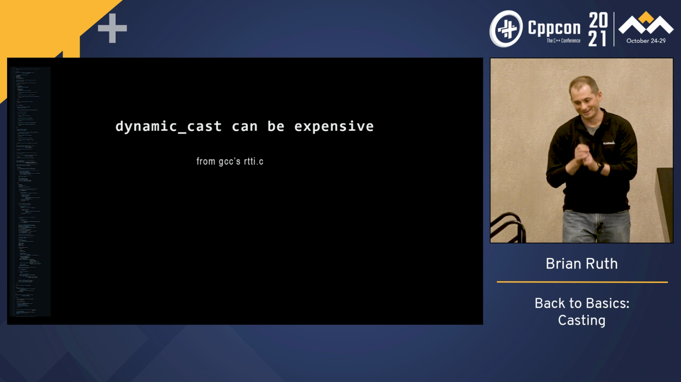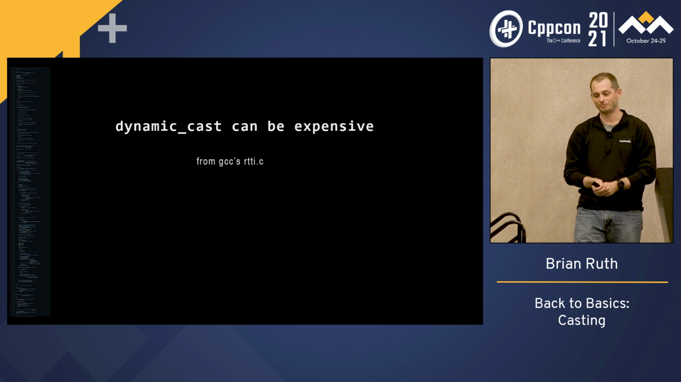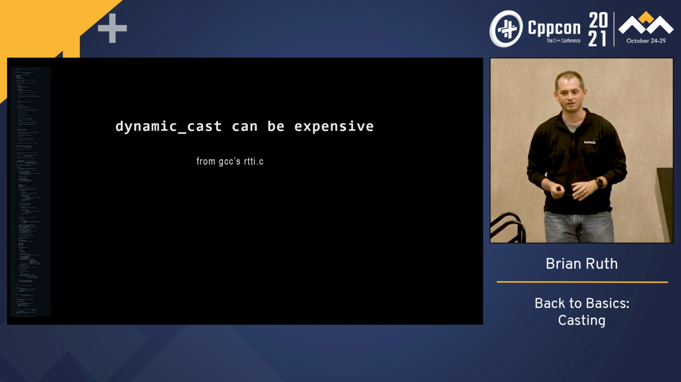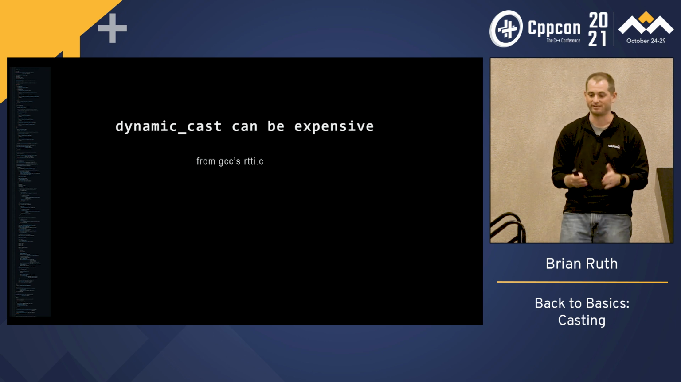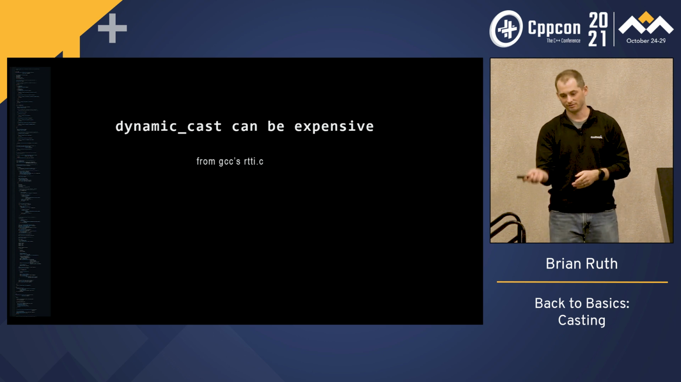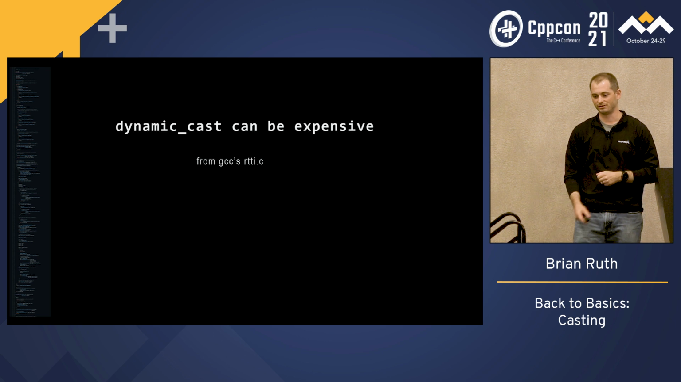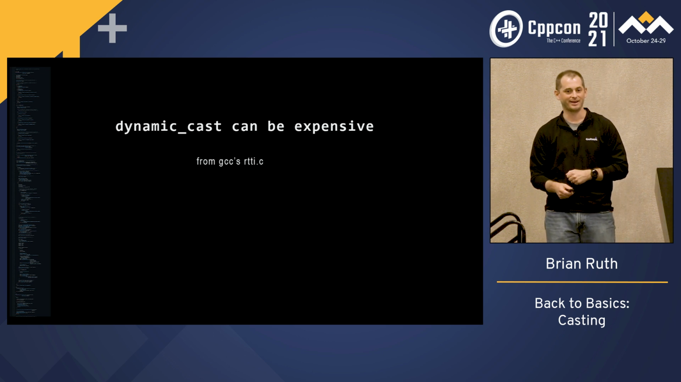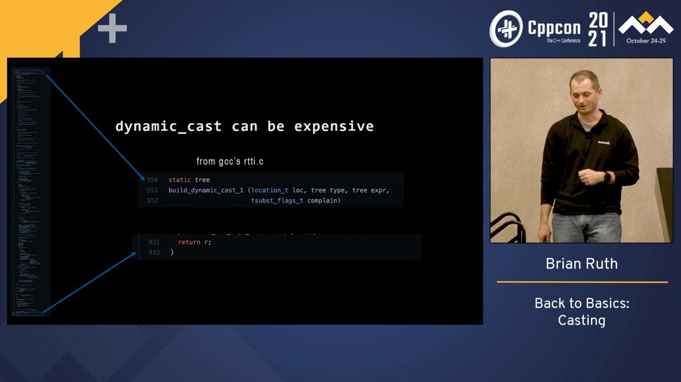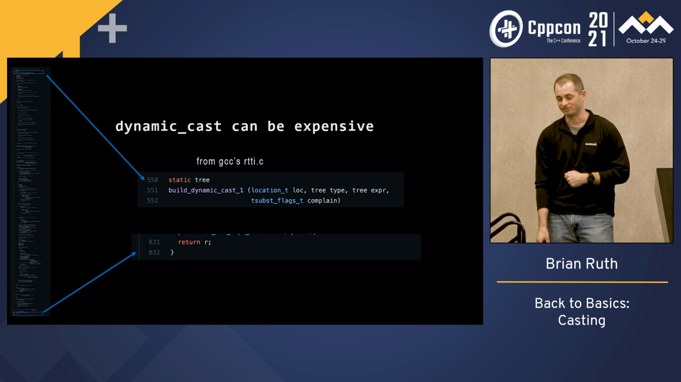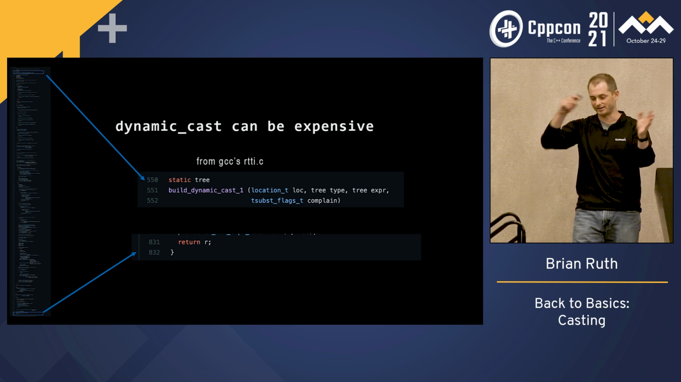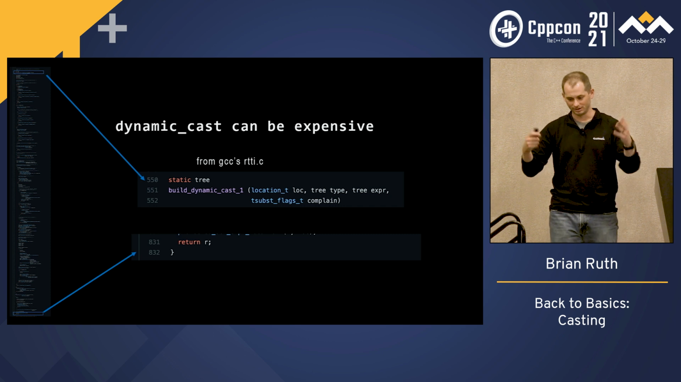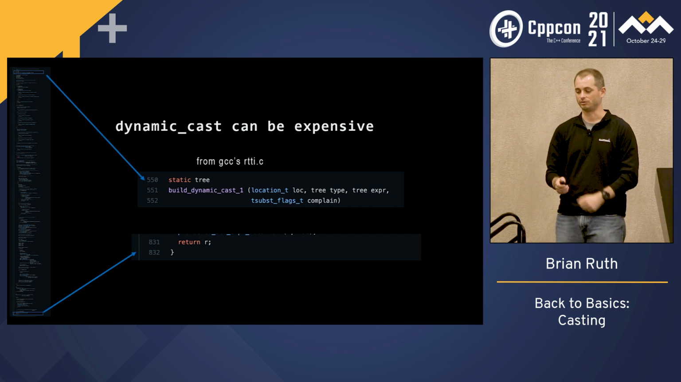But be wary, because dynamic cast can be expensive. You don't want to just use this all over the place. If you can static cast up and down, static cast up and down. It's going to be much quicker. This is just a portion of GCC's RTTI.c, showing how they go through and do their dynamic casts. There are function calls in and out of here and different structs and stuff. So that's something to keep in mind if you're using this.